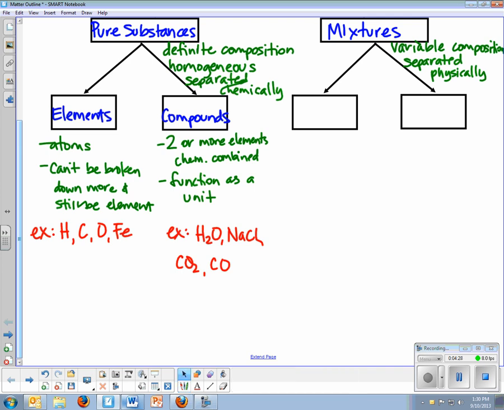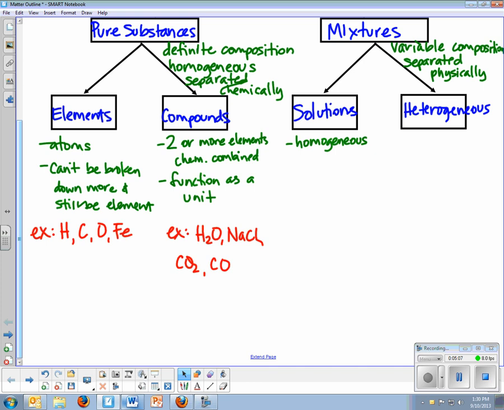All right, so over to the mixture side. Mixtures can be split up into solutions and heterogeneous mixtures. Solutions are mixtures that are homogeneous. Solutions is just the common term for a homogeneous mixture, meaning they look the same throughout.